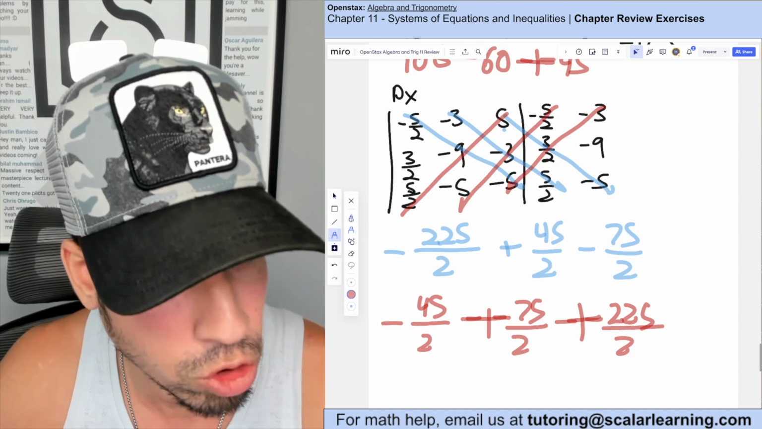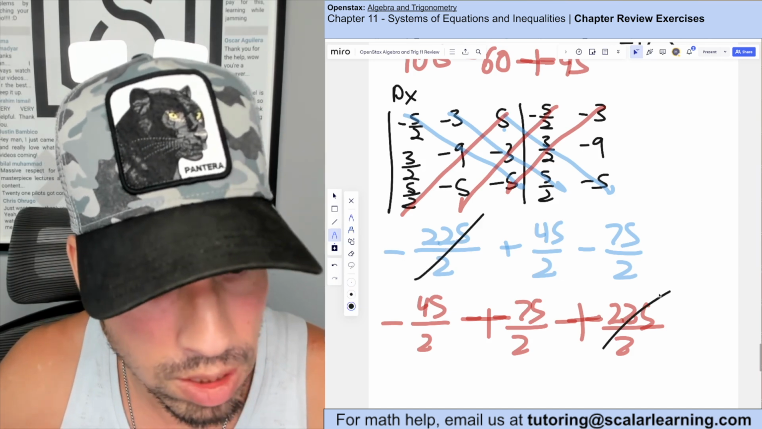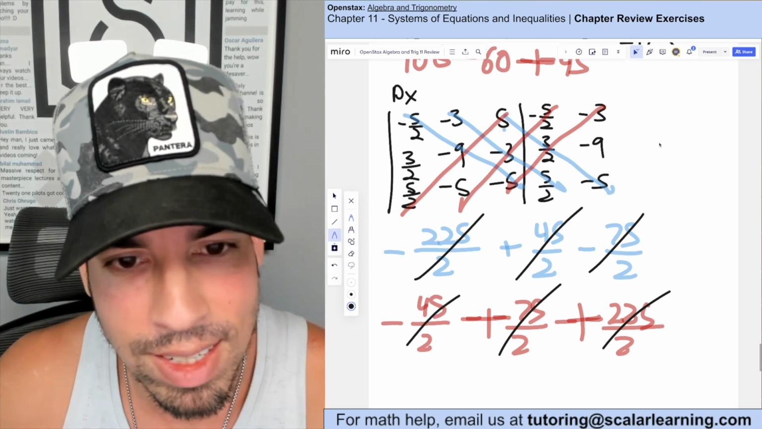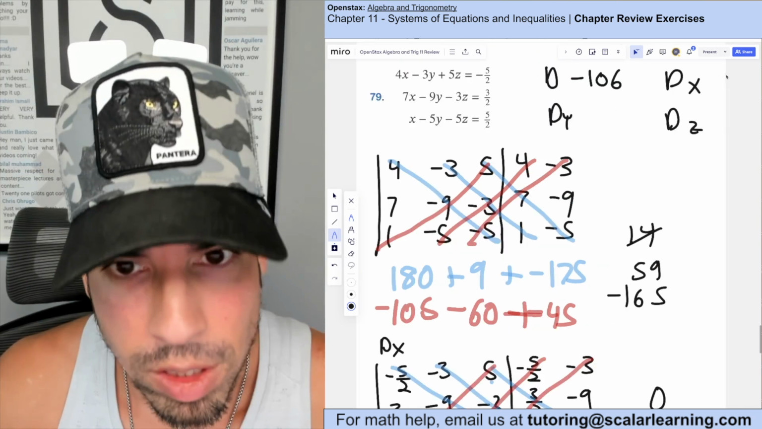But look at this. This is so strange, right? We got these are going to cancel out, these are going to cancel out, and these are going to cancel out, which means dx equals 0. Okay, so we got 0 here.